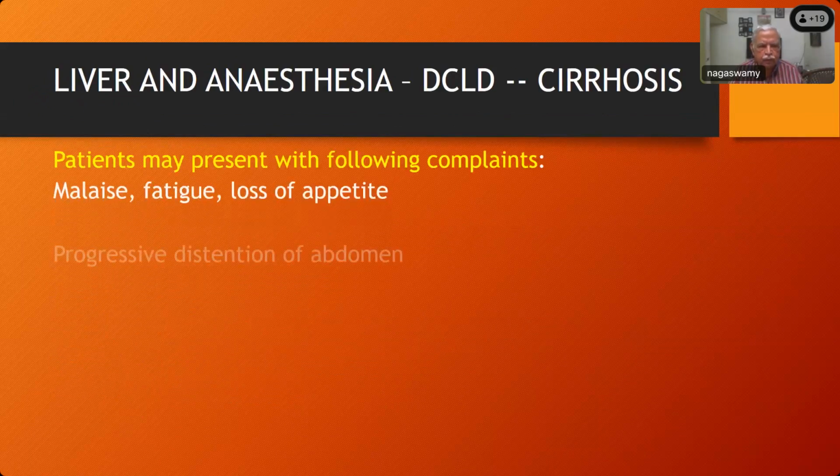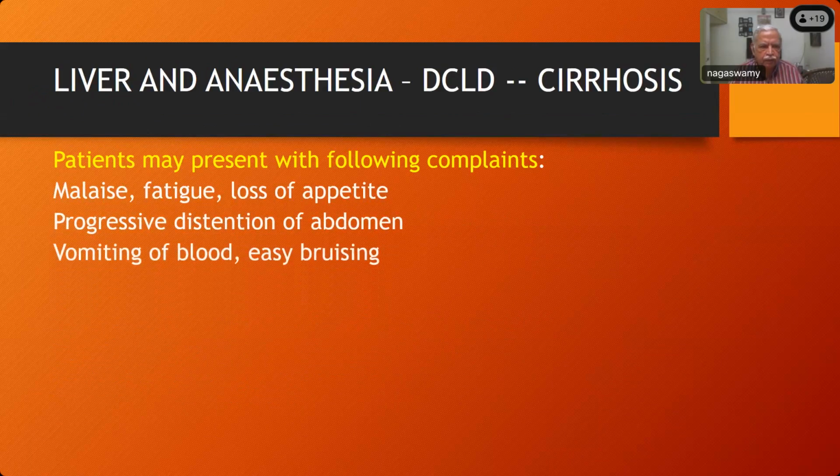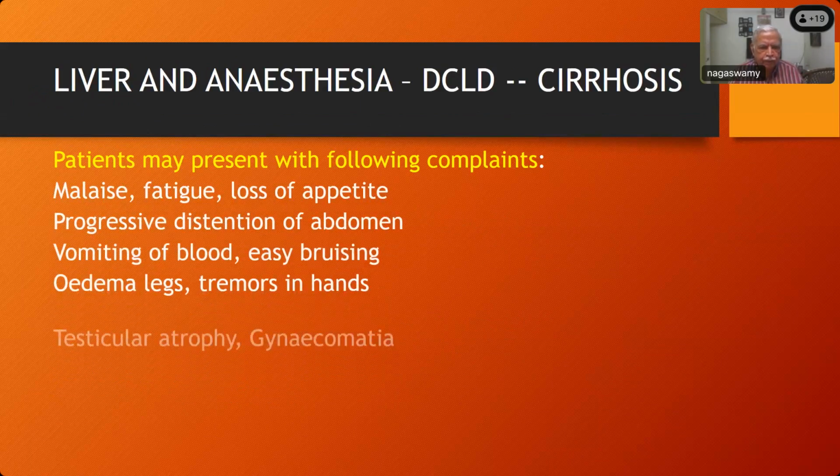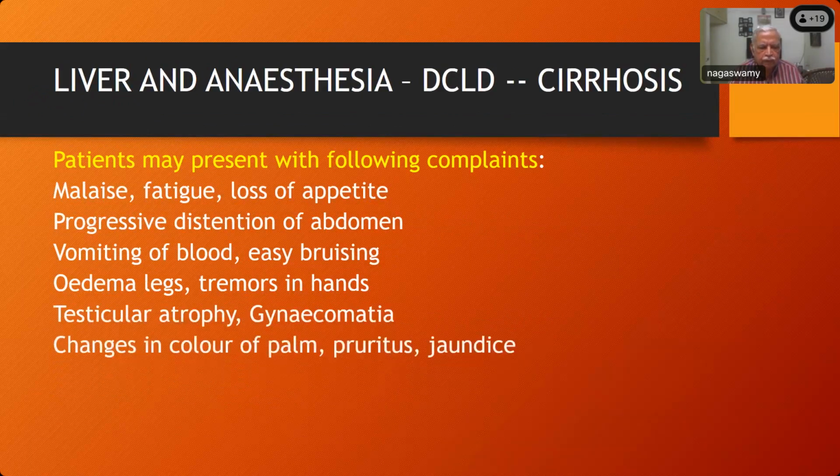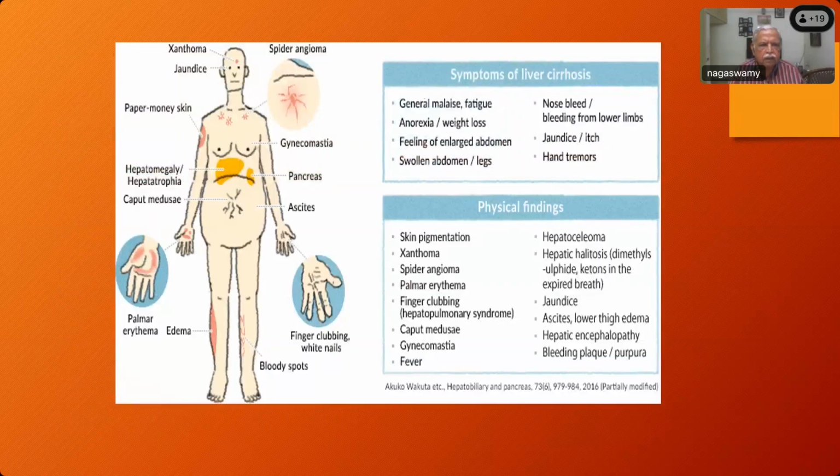And patients usually come with complaints of fatigue, loss of appetite, vomiting of blood, easy bruising, testicular atrophy. If it's a frank cirrhosis, it will be poverty above and porosity below. And this is how the patient looks with all the features.